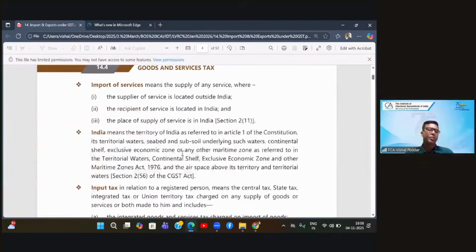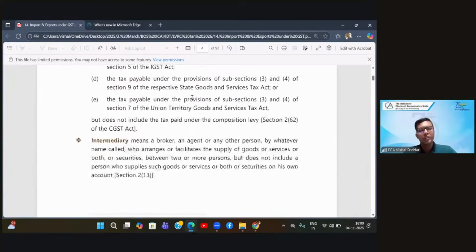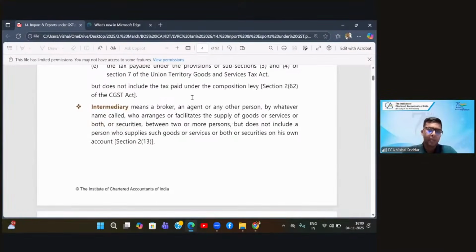Similarly, if you see the definition of import of service, it means the supply of service where the supplier is outside, the recipient is inside, and the place of supply is inside. Importantly, for being import of service, there is no requirement that the payment should be in foreign currency or that the recipient and the supplier are different persons. So these two conditions present in the export definition are not present over here.